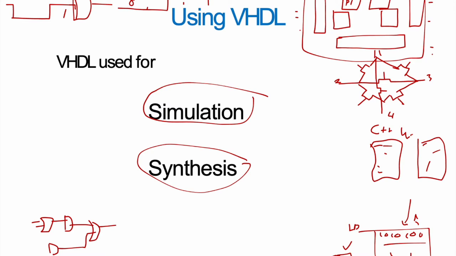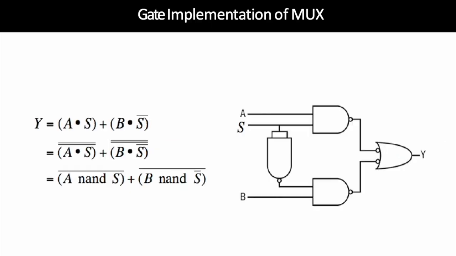So unlike C, C++, Java, Python, and all those high-level programming languages that we may have heard of, there is VHDL. Earlier we saw that we have VHDL, which is the language we'll be looking at.